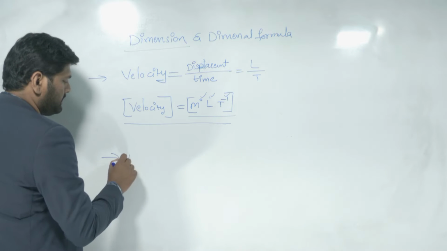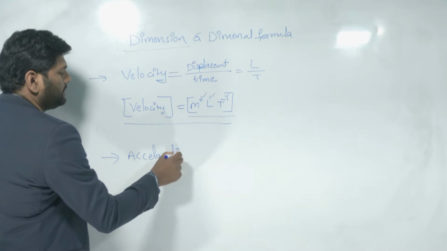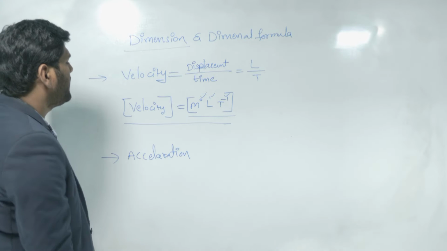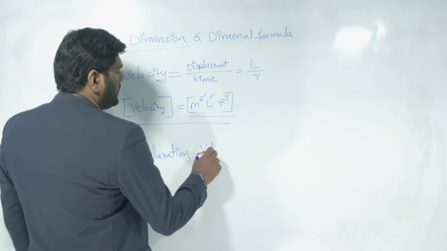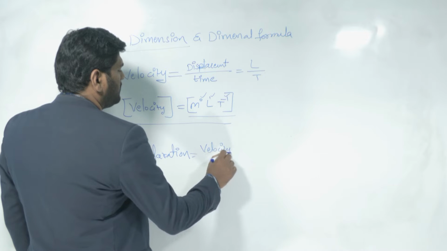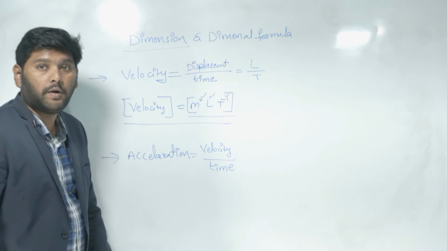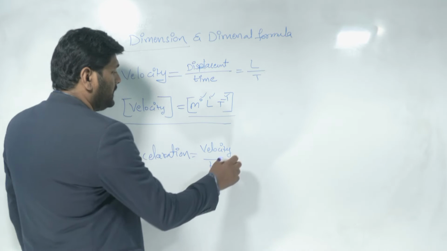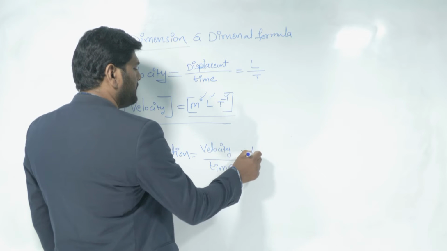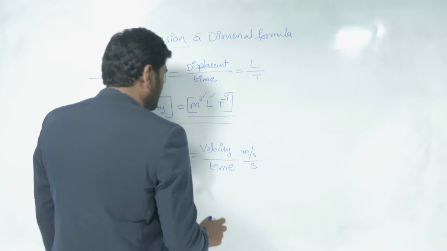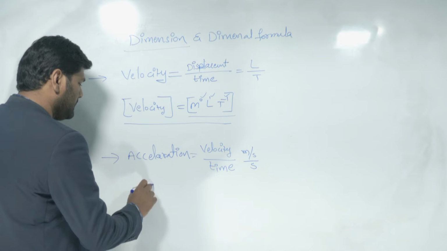Acceleration. So when you are talking about acceleration, it is nothing but velocity upon time. Velocity, if I take the unit, is meter per second. Now let us take the acceleration dimensional formula here.